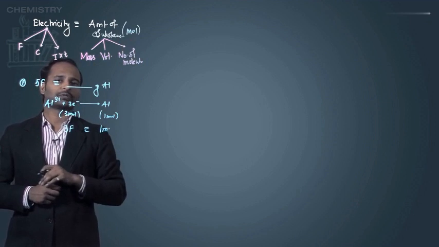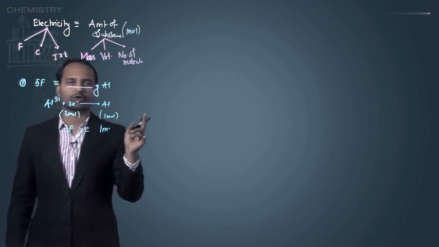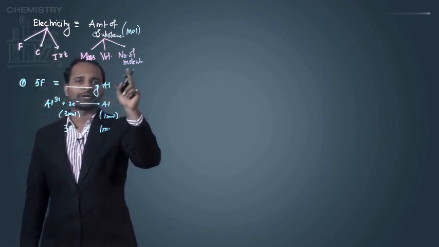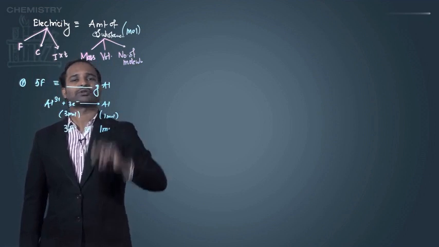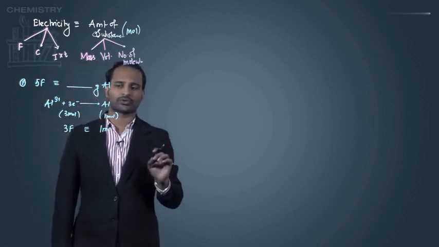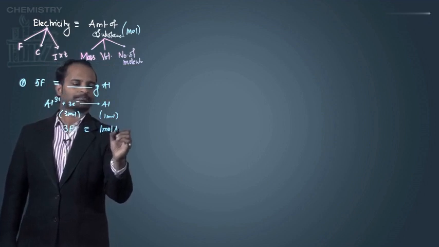Now 1 mole of aluminium means how many grams of aluminium? It is the atomic mass of aluminium. 1 mole is equivalent to its atomic mass. If it is a volume, then 1 mole is equivalent to 22.4 dm cube. And if it is a number of molecules, then 1 mole is 6.02 into 10 to the 23 molecules. So 3 moles of electrons means 1 mole of aluminium.